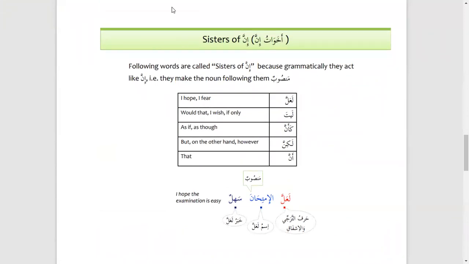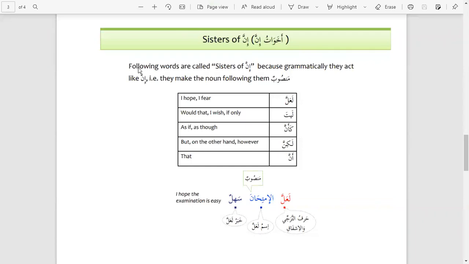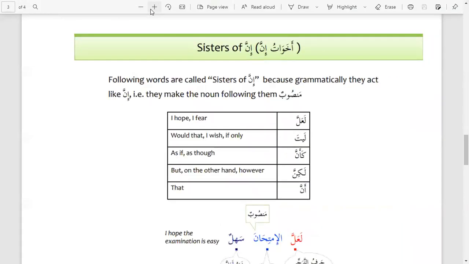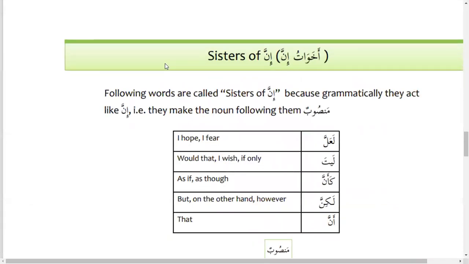Akhawatu inna. Okay, because we have started inna now. So inna has sisters. And why do we say inna has sisters? Because inna is a kalima, and kalima is feminine. So that's why all the sisters that it possesses are feminine, because all of them are kalimat. In this lesson, we will only focus on inna and la'alla. They do the same function, which is done by inna.